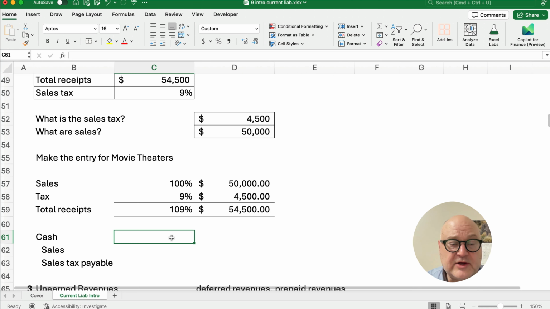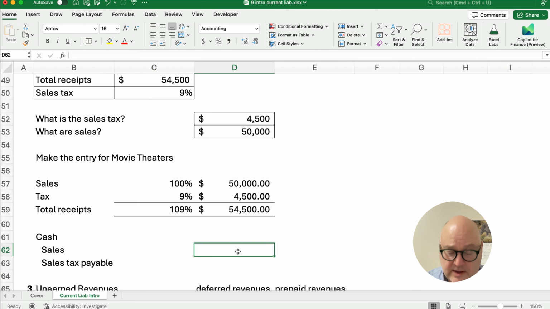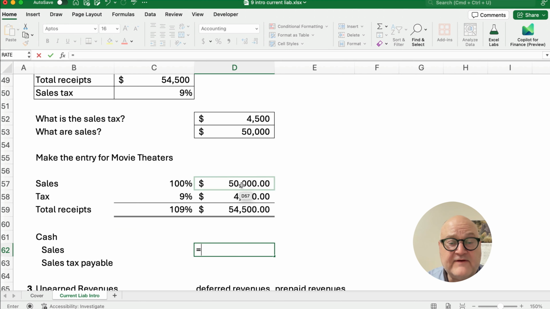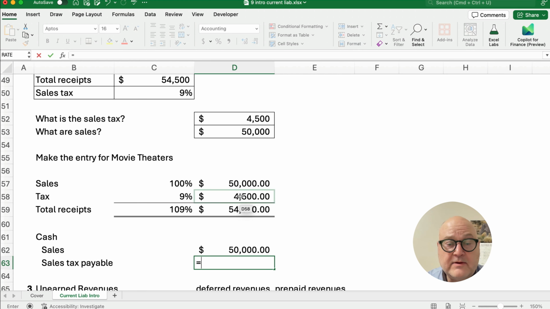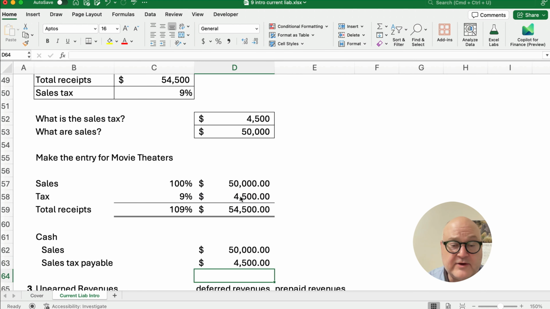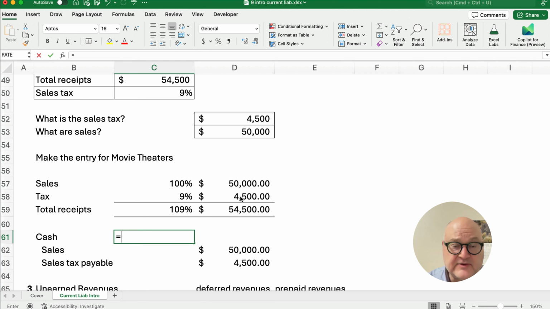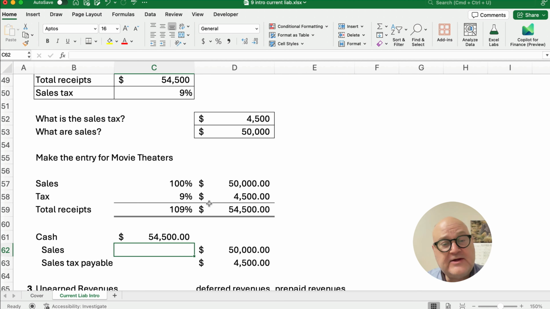So how do we make the journal entry? Same kind of thing. Now we know our sales. Our sales are 50,000. Our sales tax payable, we've collected 4,500 because our total cash receipts is the 54,500. So that's how you do sales tax if you're given the sales or if you're given the total collections, the total cash receipts or the total collections with credit cards and cash and everything.